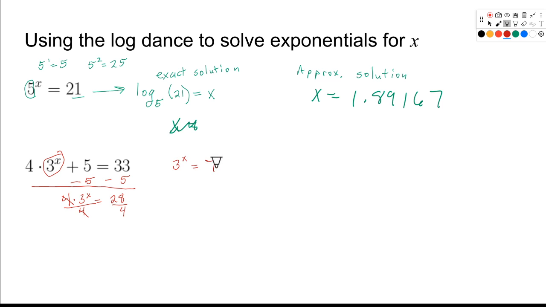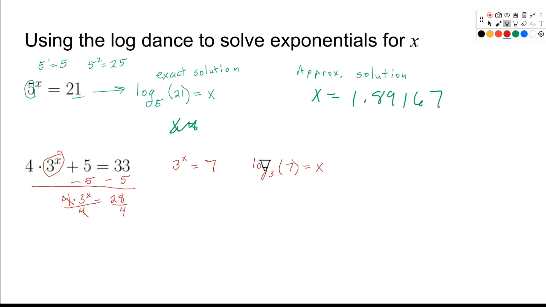So now we can do the log dance. The base of the exponential stays as the base of the logarithm. So that's log base 3. The x is going to come to this side. The 7 is going to go to that side. So the input of the logarithm is 7. The answer is x. So notice how the answer to a logarithm problem is always an exponent. The exponent is the answer.